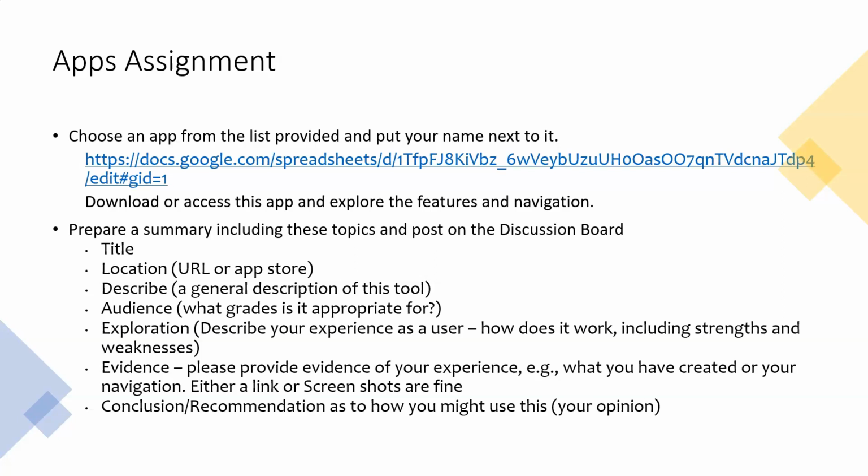Then you'll be able to download the app or get it from your iPad or wherever and explore the features and navigation tools. You need to use this and provide evidence that you used this in order to complete the assignment. So there's an assignment sheet that goes along with it that also has this bulleted list of topics. These would be the headings that you use. And I'm asking you to provide it in a Word document.